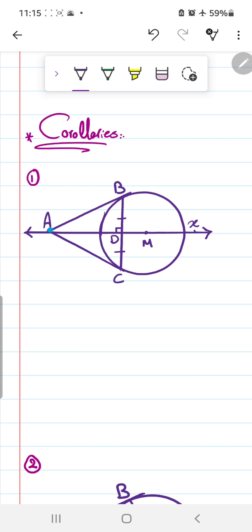What's the meaning of axis of symmetry? Perpendicular bisector, as we studied before. Perpendicular, it means here AM is perpendicular to BC and bisects it. So we have here AM is perpendicular to BC and also AM bisects BC. It means DB equals DC.